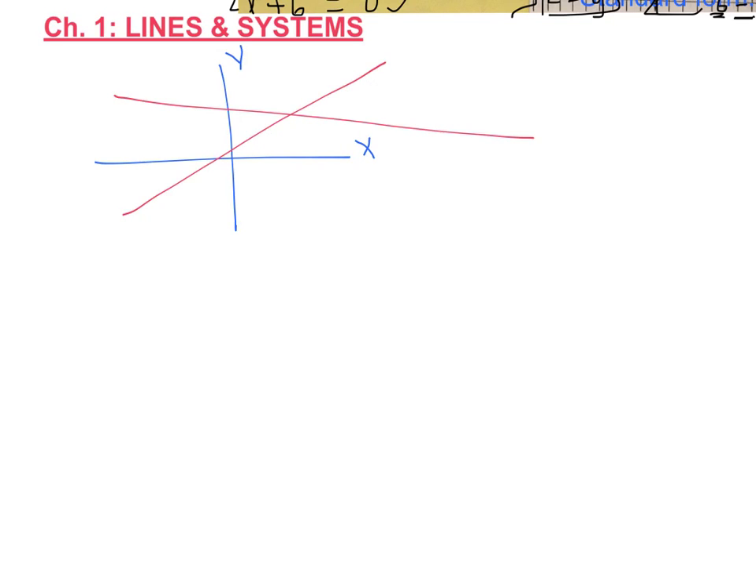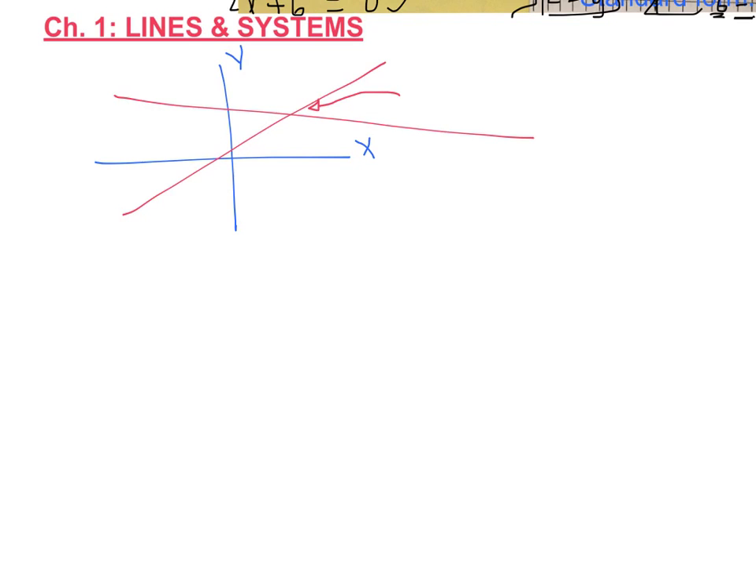On a graph, a linear system usually looks like this. Here are my axes, x and y. There are two lines, and generally, with linear systems, those lines are going to cross at one spot. It's possible to have those lines never cross if they are parallel. And remember, parallel lines have the same slope.